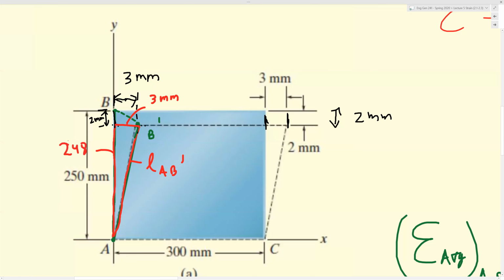You could have done the green triangle, the complete one, but it requires a little bit more work. You have to find an angle. But you can still do it. Here I made my life easier, because what I do know is that LAB prime squared is equal to 3 millimeters squared plus 248 millimeters squared. And then you solve for LAB prime by taking the square root of all that: A squared plus B squared, 9 plus 248 squared. And what do you get there?